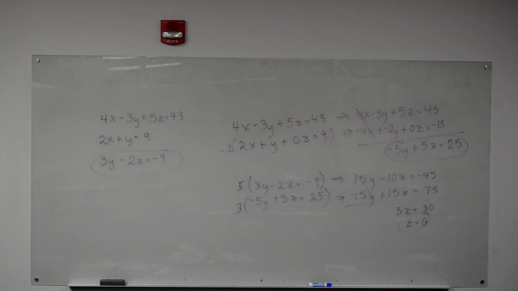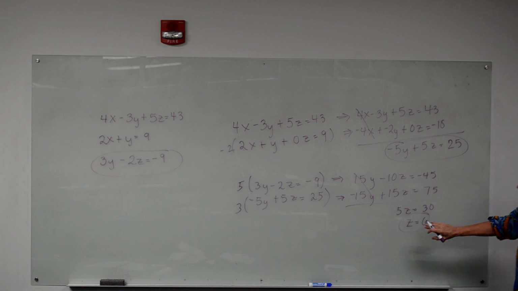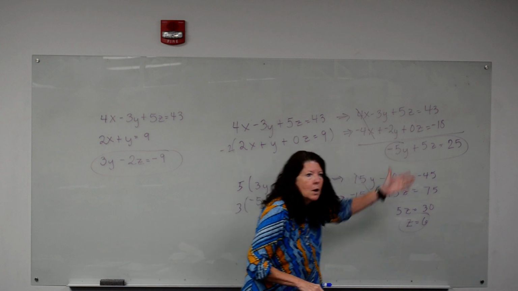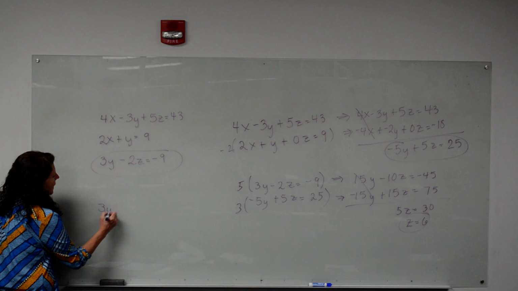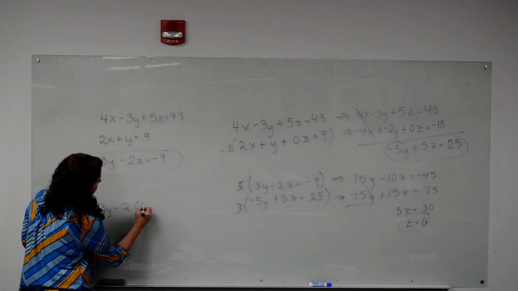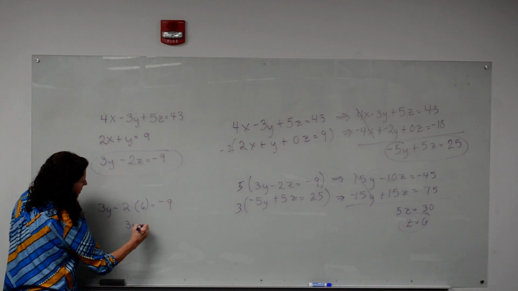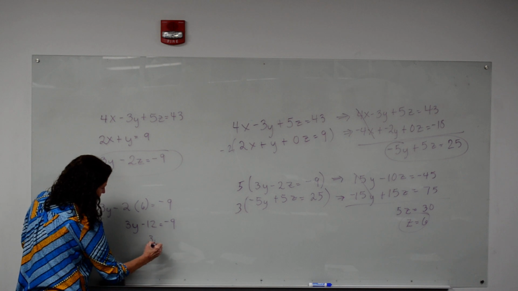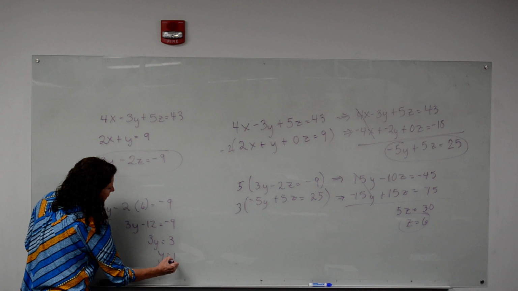Now what am I going to do? Plug it back into one that has a z and something else. I can plug it back into this one, or into this one. It doesn't matter. So if I do this one, I go 3y minus 2 times 6 equals -9. 3y minus 12 equals -9. I'm going to add, so that's going to give me a +3, and I'm going to get y equals 1.